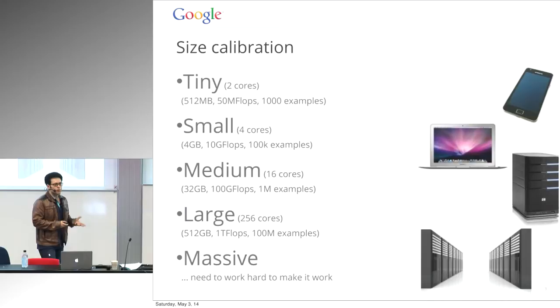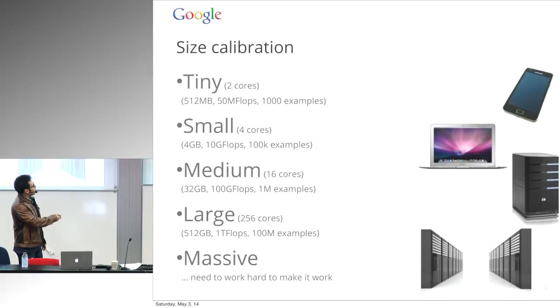And then if you go a bit fancier and you have a bunch of servers or a cluster, for example, you might have up to 256 cores, 0.5 terabytes of RAM, and 1 teraflop of operations per second. At this scale, you can probably process up to 100 million examples. What I'm talking about today falls from here and goes down, which is massive scale, where you have billions of examples, billions of features, and things don't fit in memory. We'll talk about techniques for how we can deal with this large and massive data. So that's what I mean by big data today. Okay?